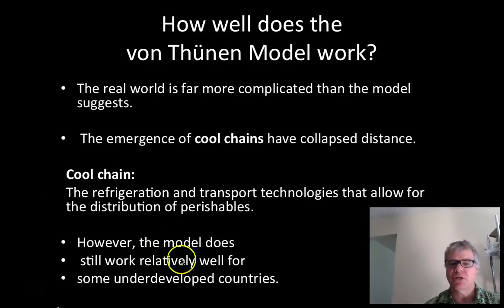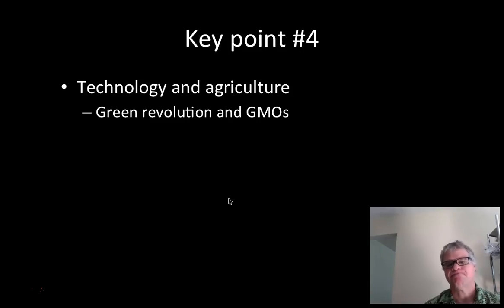However, this model still does work relatively well for some undeveloped countries that don't have a lot of the technology and faster transport networks. So it explains why historically you get the kinds of agricultural patterns that you do in a place like the eastern United States, for instance.